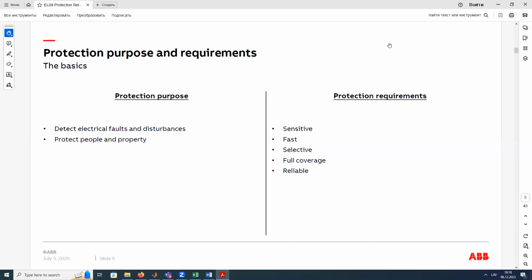Okay, so, the reminder about the protection purposes. Yes, to detect electrical faults and disturbances and protect people and property. And if, for example, we are talking about property, it means only the property, for example, where people live, or any other things.